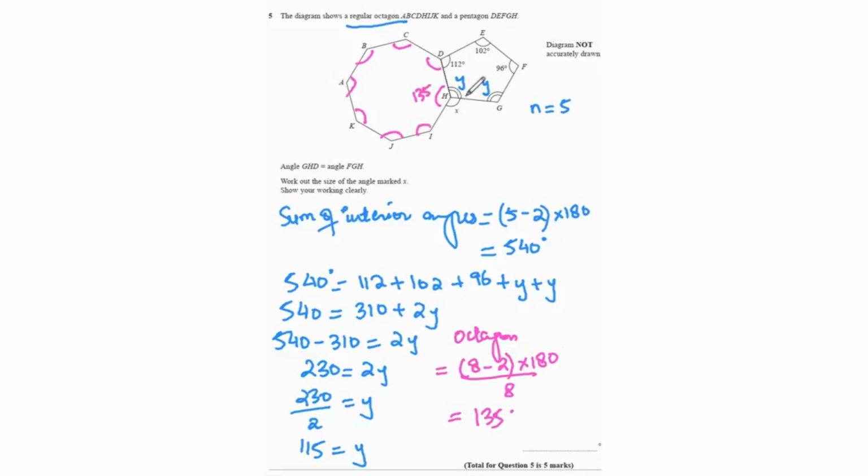Now, as you can see, angle H is the point and we have three angles around it. And the three of them will add up to 360, which means X is going to be 360 minus 135 minus 115, which is going to give us 110 degrees. So that is your value of X.